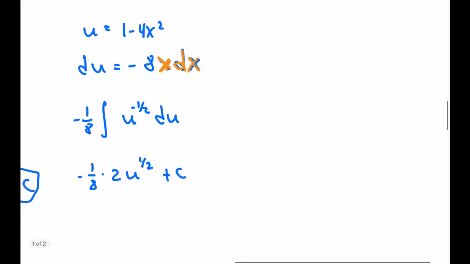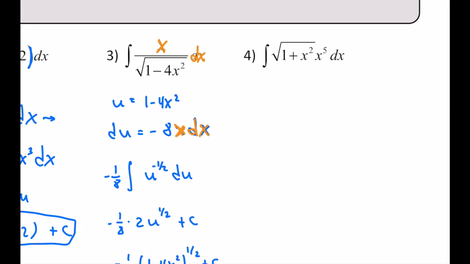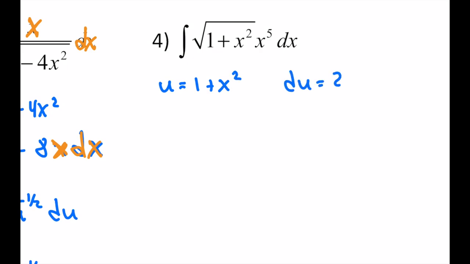And if I substitute back, I've got negative 1/4, 1 minus 4x squared raised to the 1/2 plus c. Let's take a look at number 4 now. So there's definitely a clear interior function. Let's jump right ahead. That's going to give us u equals 1 plus x squared, allowing us du is 2x dx. And I see that I've got that 2 there.